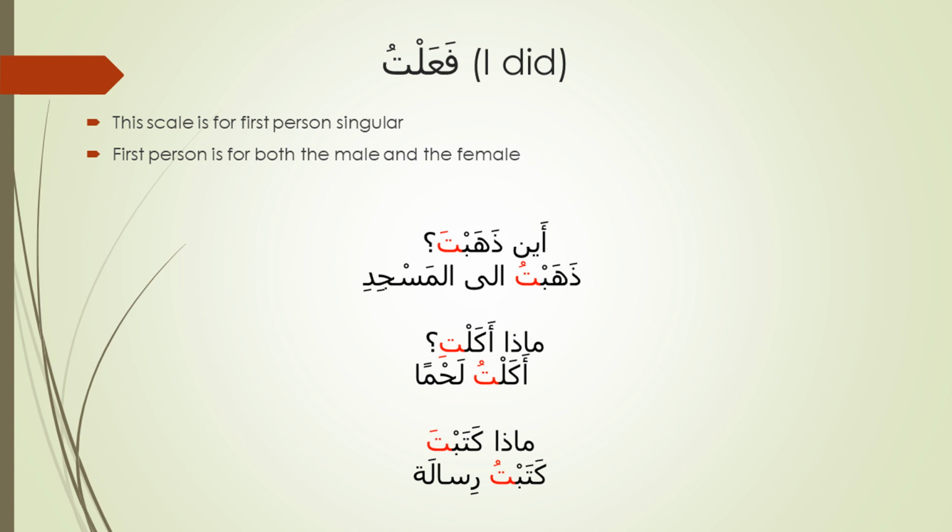I have a question. In the last one, why if it was ماذا كتبت, is the answer still كتبت? Yeah, that's what I mentioned. I said the first person is the same. The man and the woman both use فعلت. There's no difference. I mentioned that. The first person is both the male and the female. So look, ذهبت, I'm speaking to the man. أكلت, I'm speaking to the woman. And they both answered with the tu at the end of the verb.